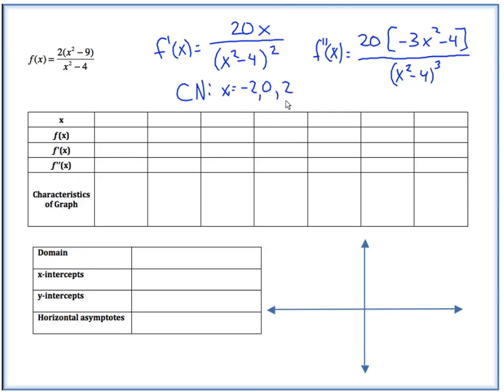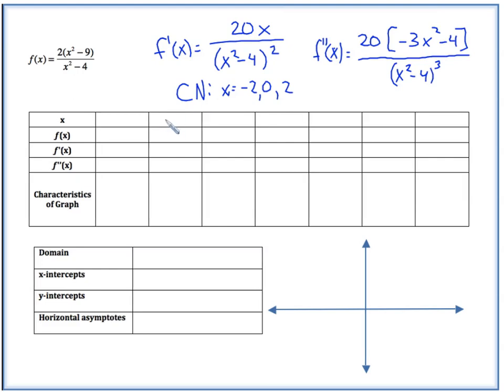So we have our critical numbers here, our testing values, and we have to leave room for intervals. So we'll leave room for an interval here, and we'll put our first testing value here at negative 2. We'll leave room for an interval. We'll put our next test value at 0, interval, next test value at 2. And then our intervals here, this is going to go from negative infinity to negative 2. This one will be negative 2 to 0. This one will be 0 to 2. This one will be 2 to infinity.